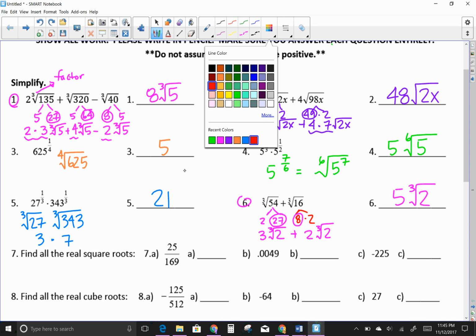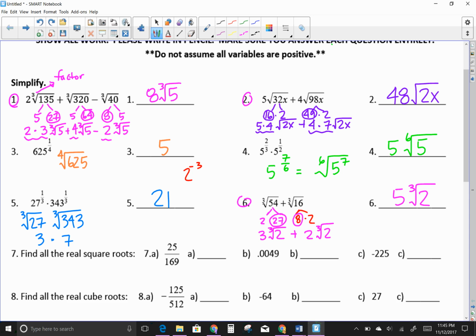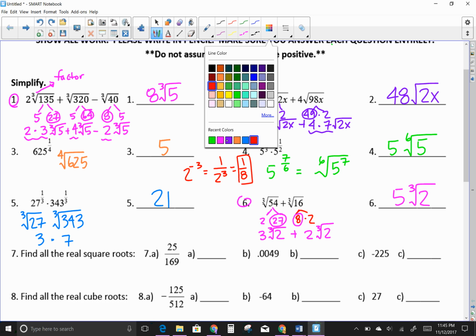All right, so if I had 2 to the negative 3, remember that that's 1 over 2 to the third, which is 1 over 8. Keep in mind, some people have gotten confused. The 1 over a number is only happening when you have a negative exponent. Keep in mind, because you will be expected to know that on your test.